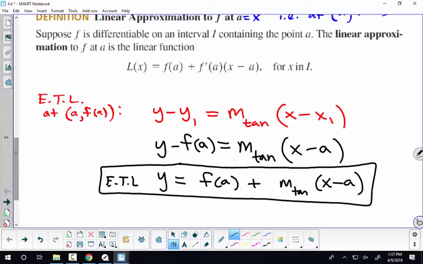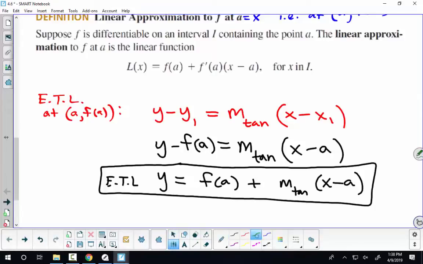So just compare that to the linear approximation. You see it's the exact same thing. The only notation difference is that we're denoting the slope of the tangent as m tangent, whereas here this is f prime of a, which, we know, is how we get the slope of the tangent line. We find the derivative and then plug the a into the derivative.